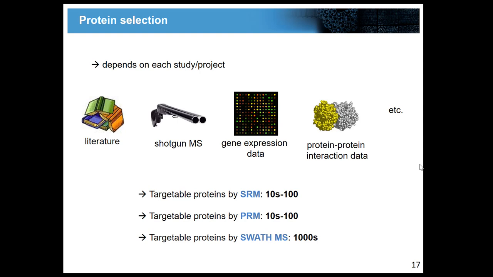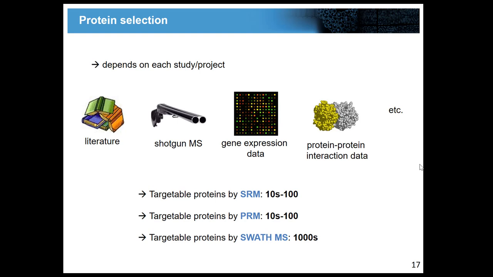So what people do often is they mine the literature, they take prior mass spec data, or any other type of data that is out there and that involves in some way proteins, and they just try to gather their target protein list based on these various different inputs. The only general thing that I can say is, depending on your protein numbers, you might want to select the one or the other approach.